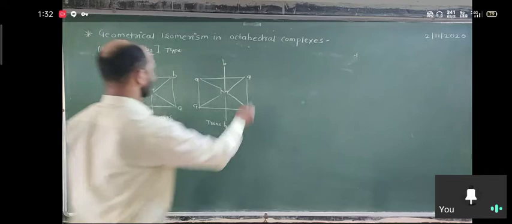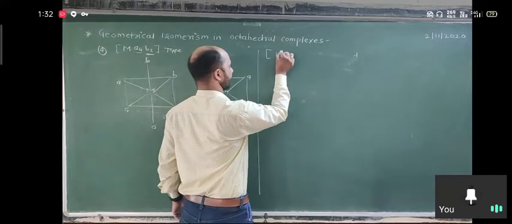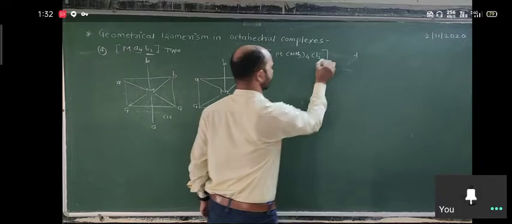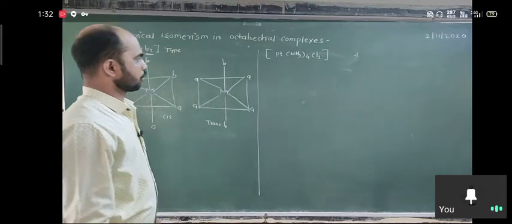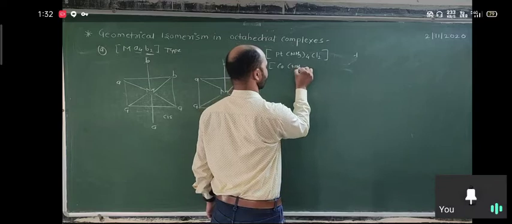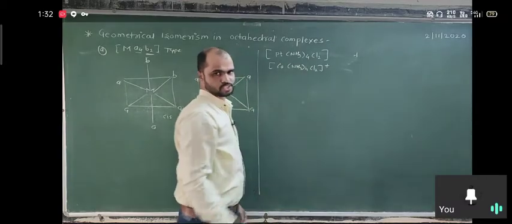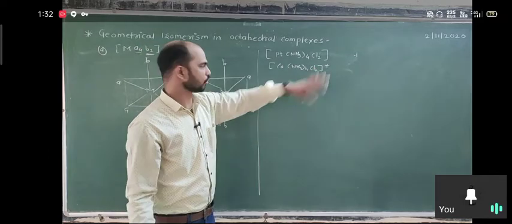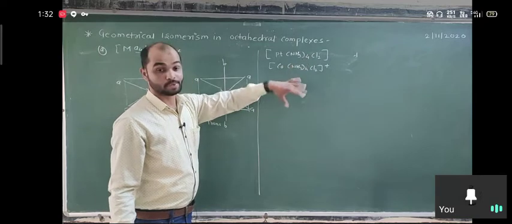For example, for the given type, PtNH3 4Cl2, this is the example which is given to you, or suppose you consider CoNH3 4Cl2. Here there is a plus charge because platinum has +2 oxidation state, cobalt has +3 oxidation state, which is most stable. That's why here is a positive charge. Don't think about this. Only think about the central metal and how many types of ligands are present and how many number of ligands are present.